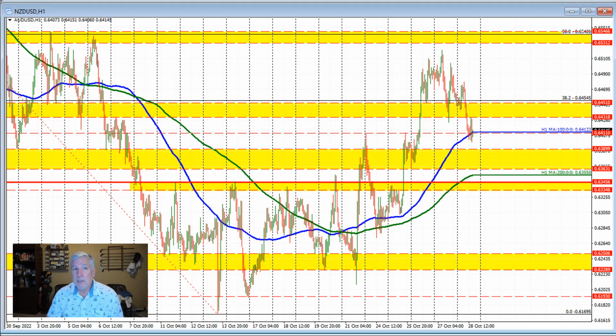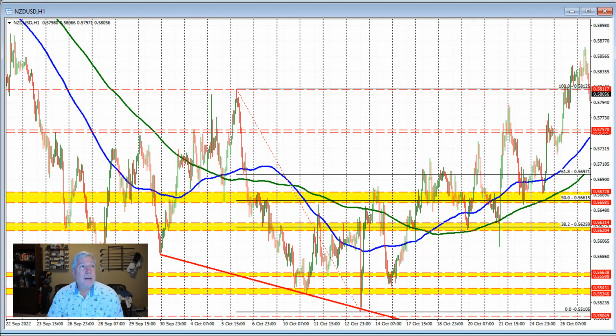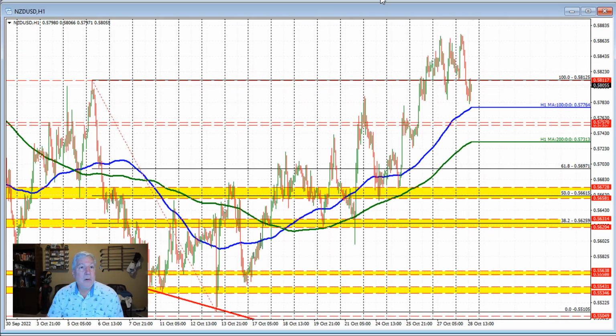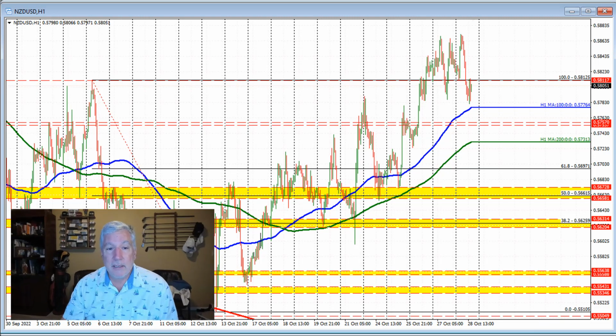And finally, the New Zealand versus US dollar on the hourly chart is also looking down toward its 100-hour moving average. It didn't quite reach it like the dollar Canada did, like the Aussie versus US dollar did, but it did move toward it, bouncing off ahead of it. So buyers remain in control, I guess, in that currency pair.